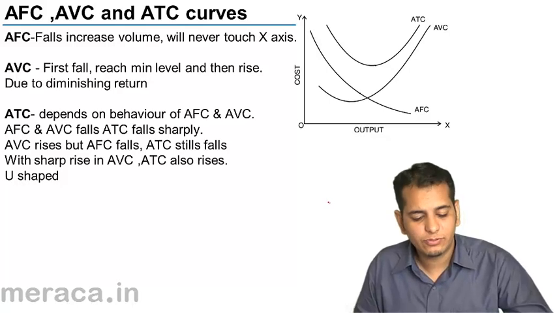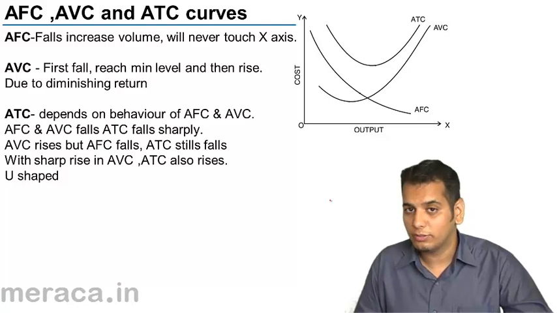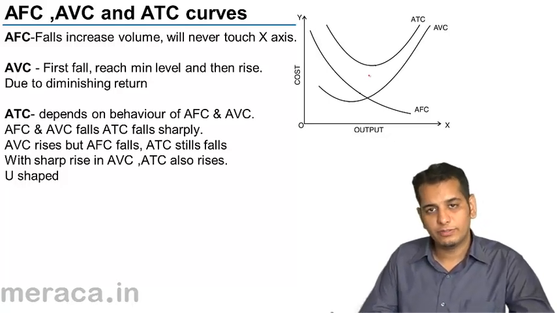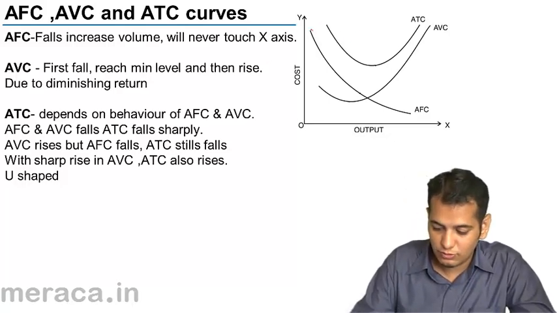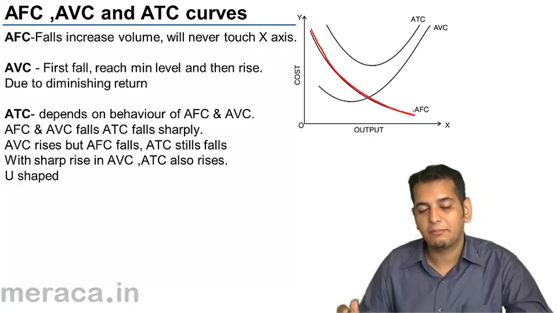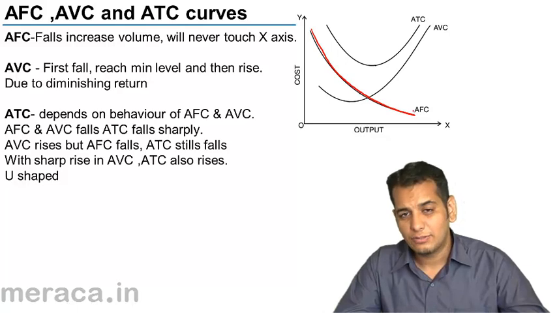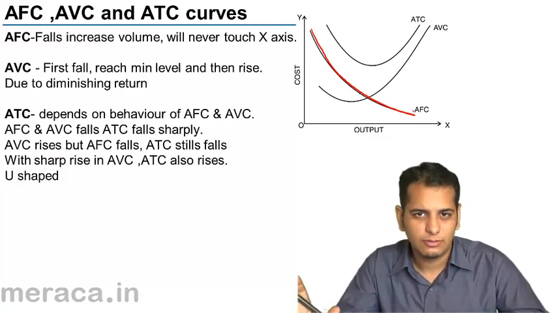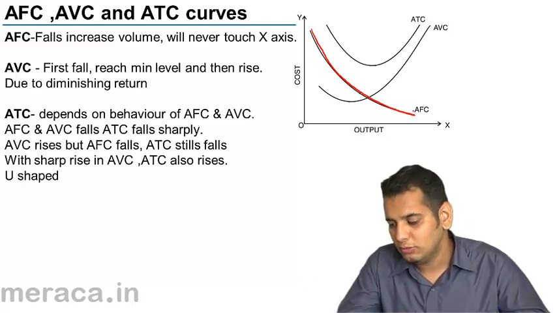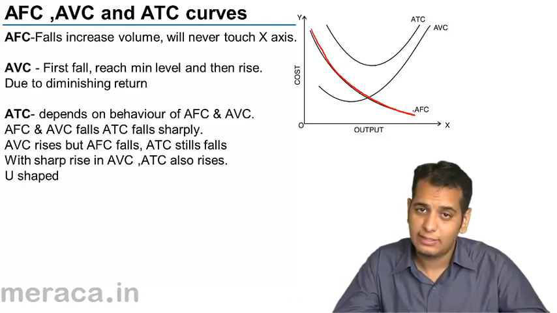Let's see how average fixed cost, average variable cost, and average total cost curves look on a graph. We have understood the properties of the three curves. Average fixed cost goes on falling, since the total fixed cost remains constant for any level of production. So as you go on increasing the production, the total fixed cost gets divided into that many number of units. So it goes on falling, it goes on coming down, it goes on coming nearer to the x-axis.